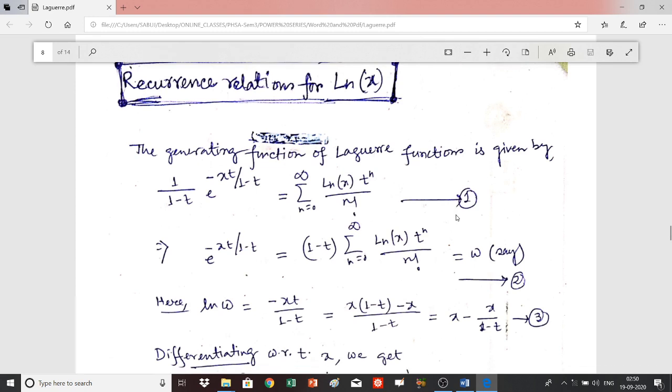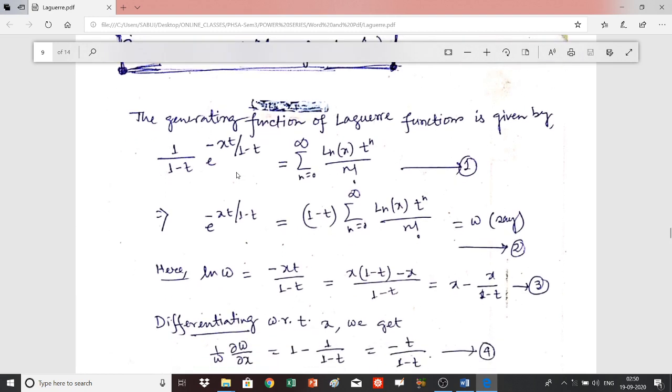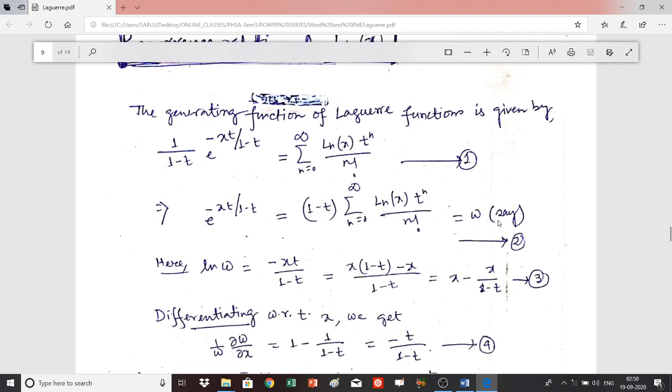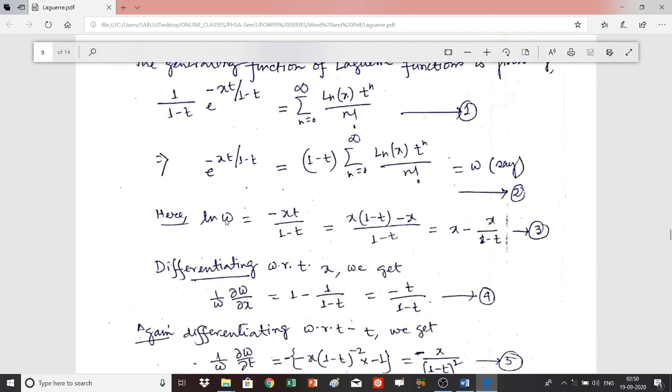I write this as the equation for this section, and from this you can write e to the power minus xt by 1 minus t is equal to 1 minus t multiplied with this term, and let the right hand side be equal to omega. Now the logarithm of this omega will be, since it is e to the minus xt by 1 minus t, equal to omega. Just look at these two terms.